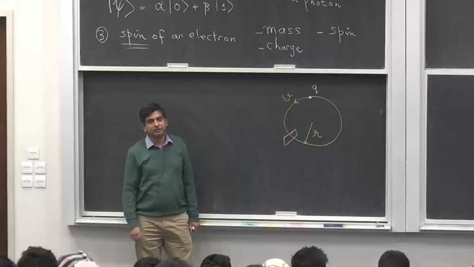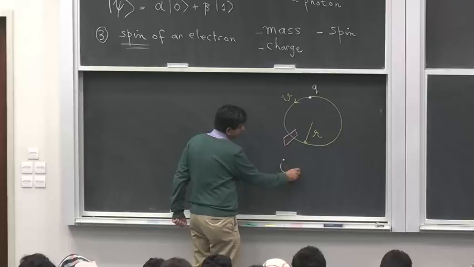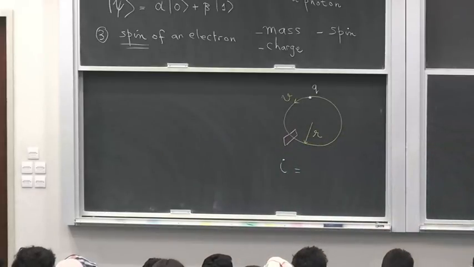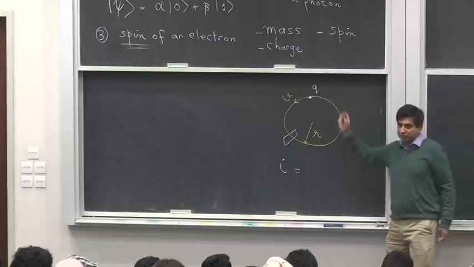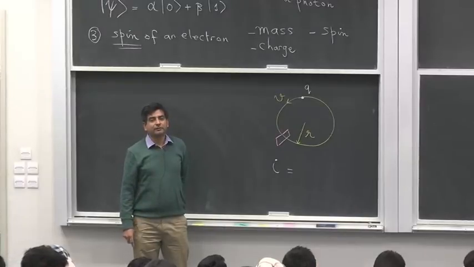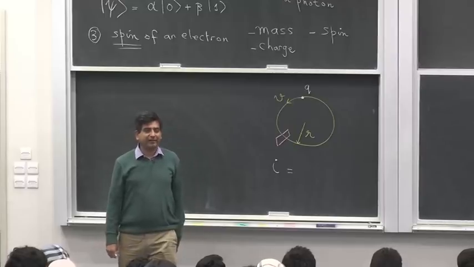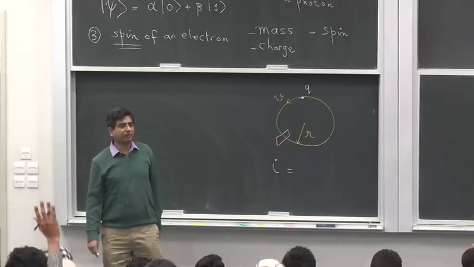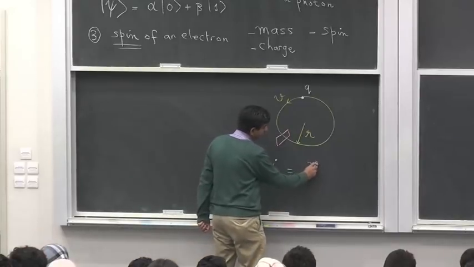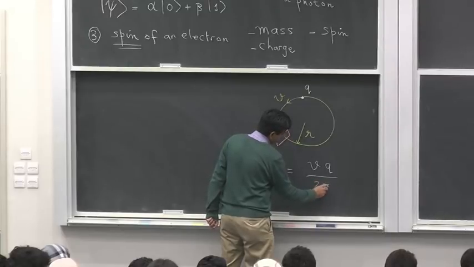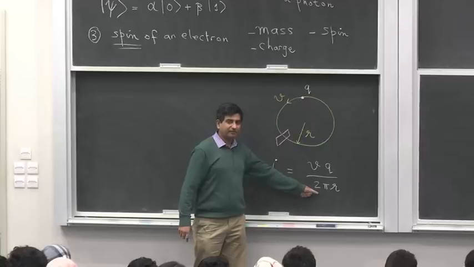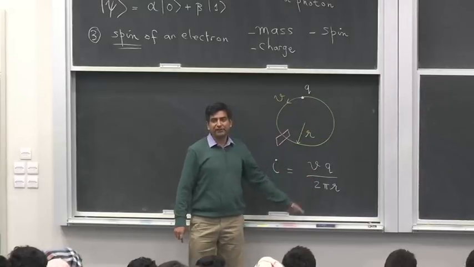What should be the current? How much is the current I? Can you give a guess, or do a rough back of the envelope calculation? What's the current I for this charge Q? It can't be Q squared. It's Q over... no, it doesn't have a 4 pi over epsilon naught. vQ? Excellent. It's just the charge per unit time. The time period is the distance covered, 2 pi r, divided by the speed. So this is the current.